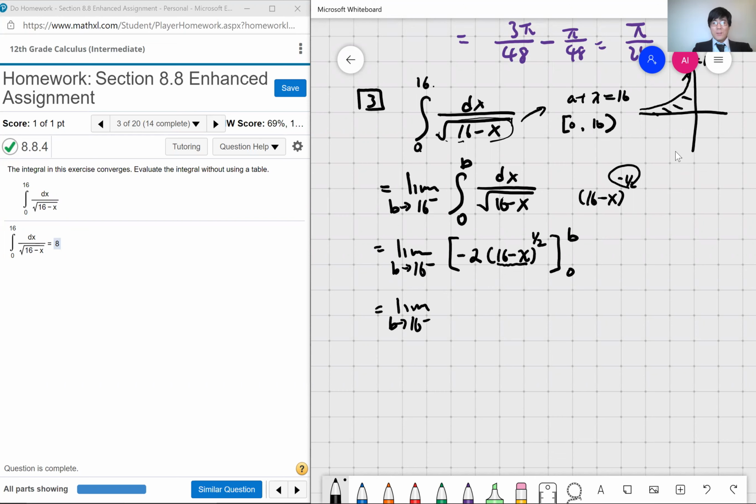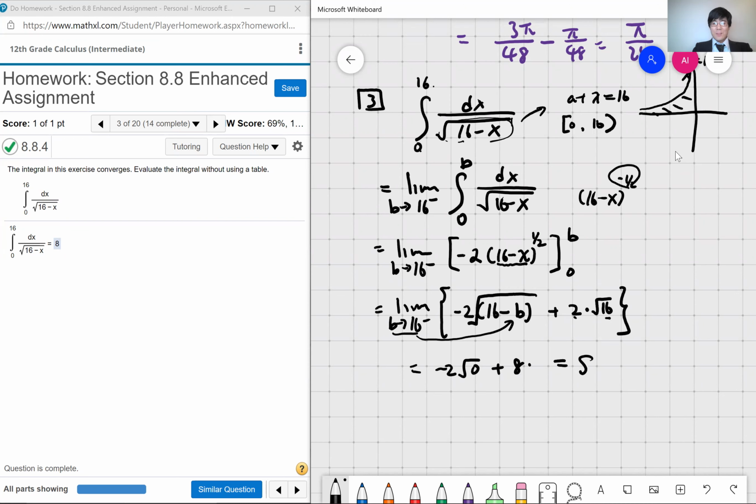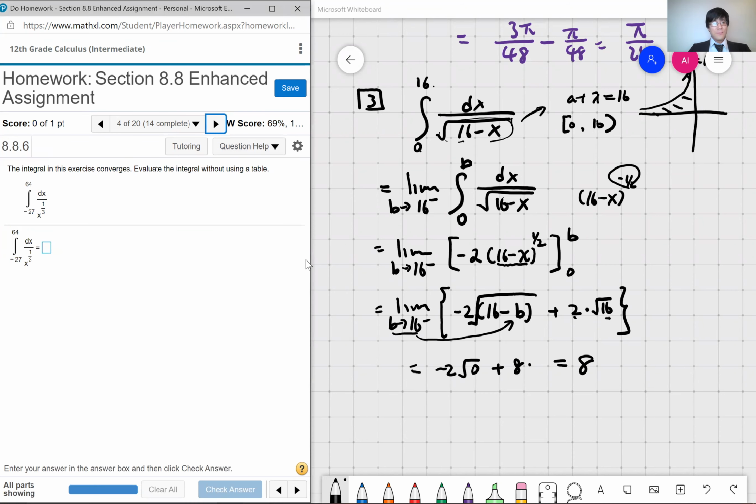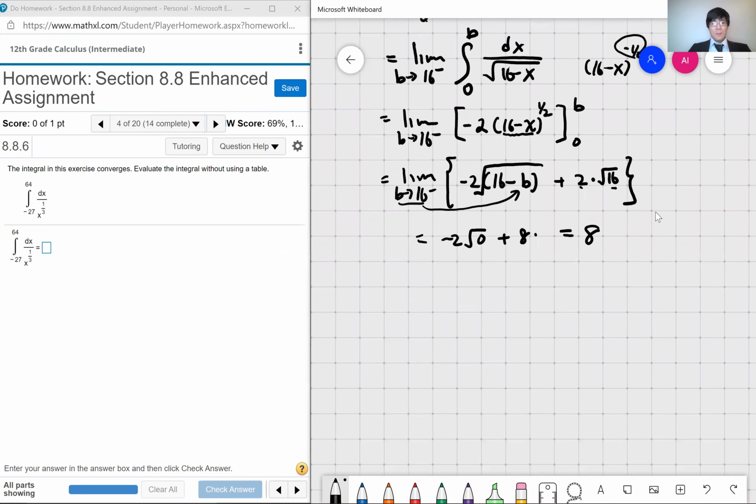Now plug in b, it's going to be -2 times the square root of 16 minus b plus 2 times the square root of 16. Okay, now take the limit. Substituting, -2 times the square root of 0 plus 2 times 4, which is 8. So the limit exists and the limit is equal to 8. Okay, next one.